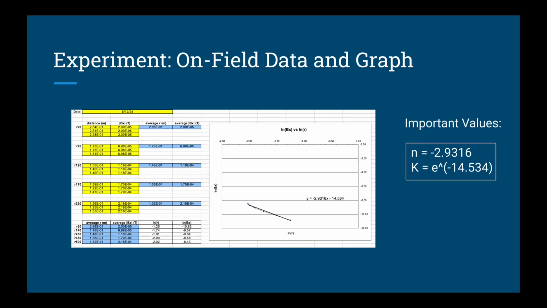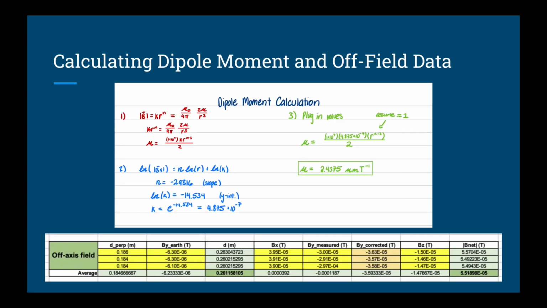Here we see some data for the on-axis field as well as the generated graph. We see that the average r as well as the average B in the x direction was calculated from 3 independent observations, which then allowed us to create the natural log of r by natural log of B in the x direction graph. From this, we were able to take the line of best fit. From this equation, I was able to determine the value for n, which is equivalent to the slope, negative 2.9316, and we were able to calculate k by taking e to the value of the y-intercept, so e to the negative 14.534.